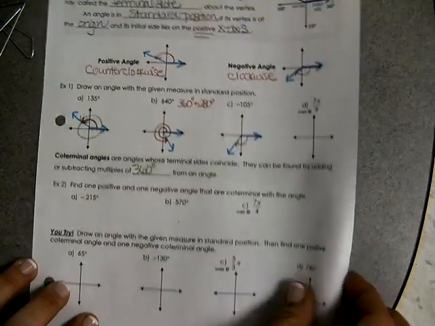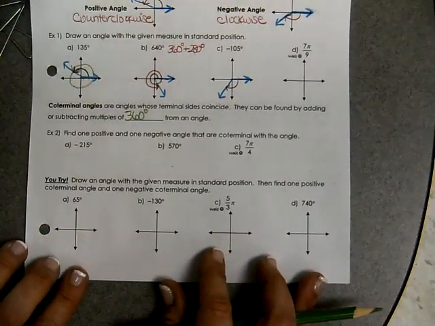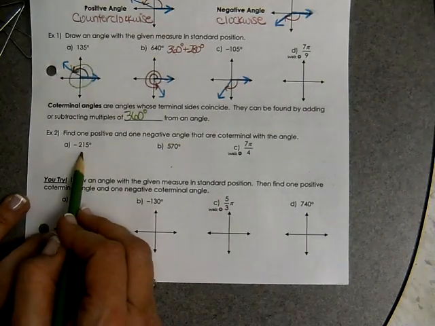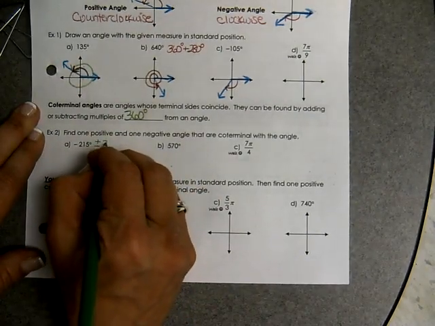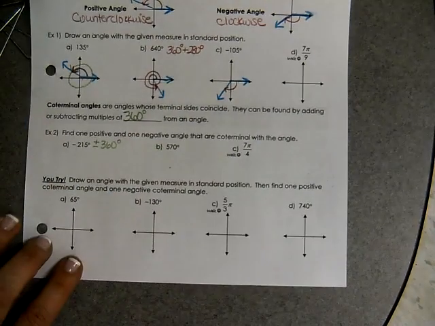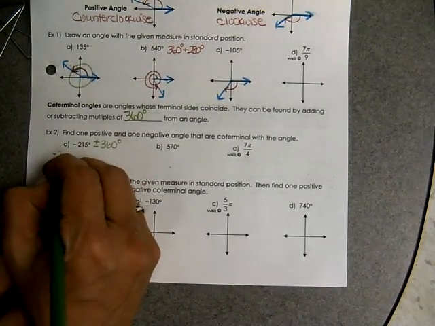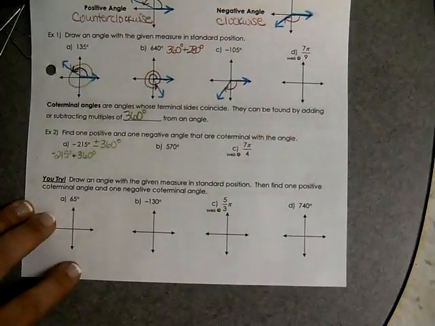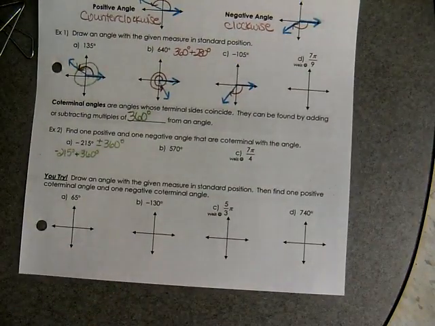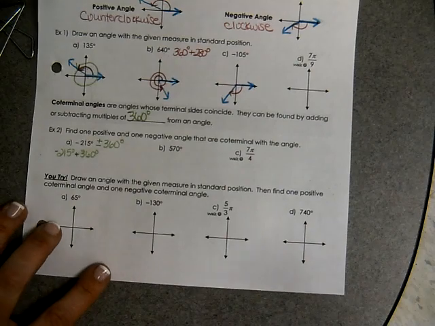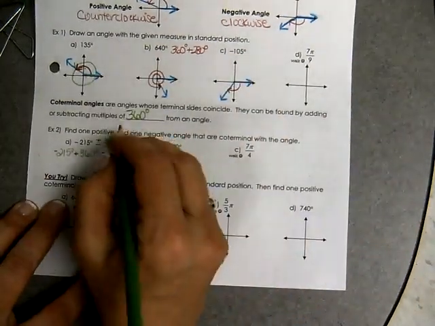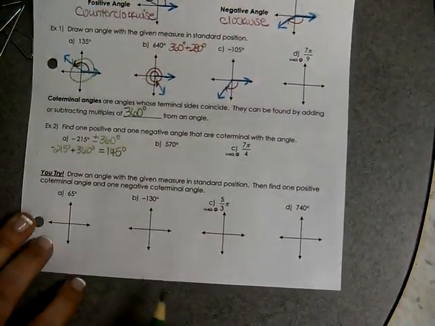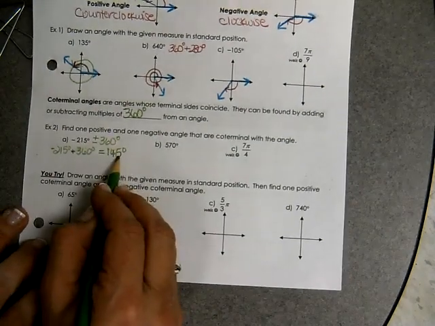So in the next example, it wants you to find one positive and one negative angle that are coterminal with the angle. So all we're going to do to this negative 215 is add and subtract 360 degrees. So let's take negative 215 and add 360 degrees. You can use your calculator. This would be on a calculator part. That's fine. So what would happen if we added 360? Good. We get 145 degrees. And that's positive, correct?